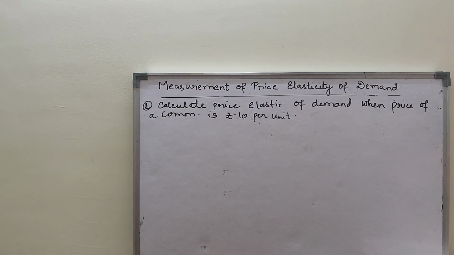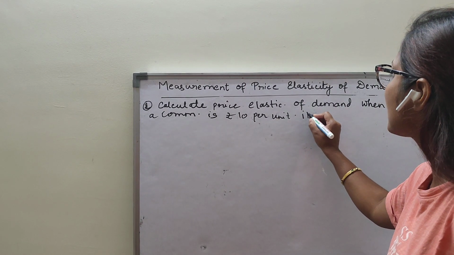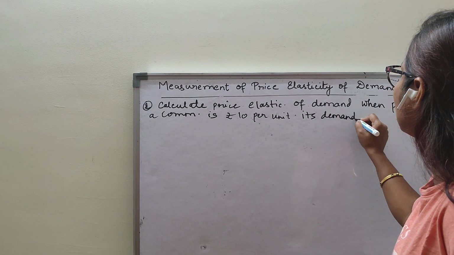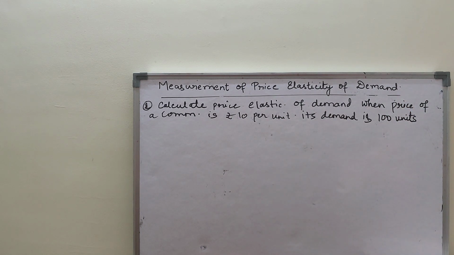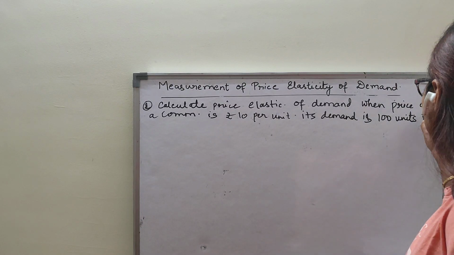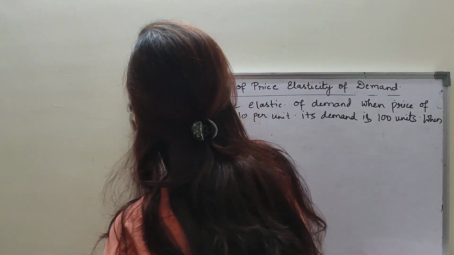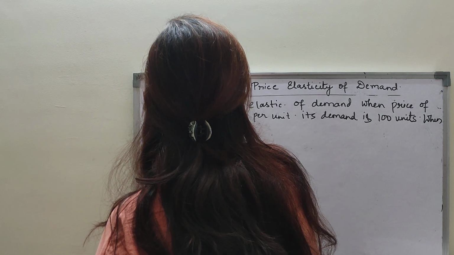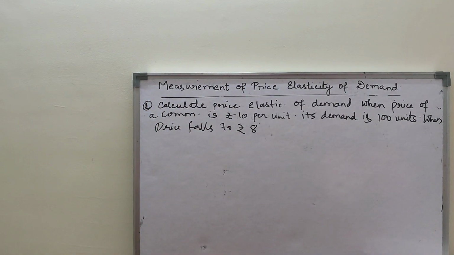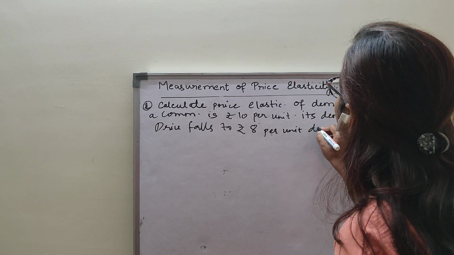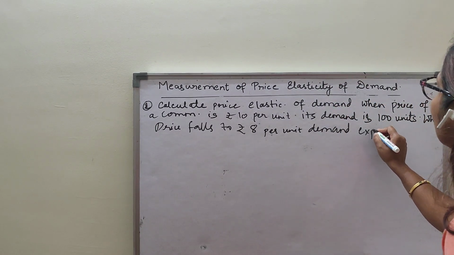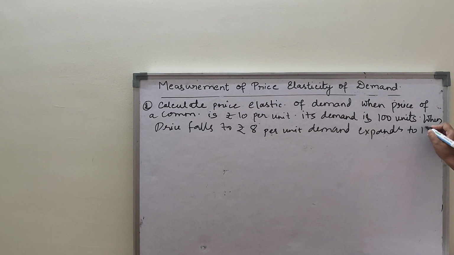Clear? Its demand is 100 units. Now when the price falls to rupees 8 per unit, demand expands to 150 units. Now calculate price elasticity of demand.